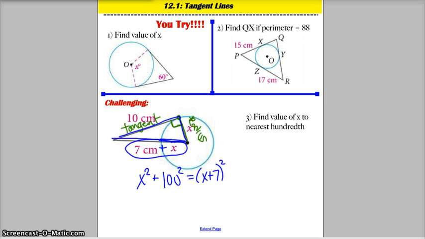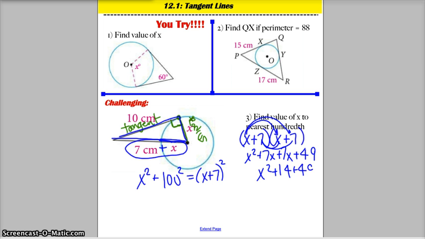Think about Algebra 1 for a moment. Exponents tell us that there's repeated multiplication. So this is letting us know that we have x plus 7 times x plus 7. Double distribute. X times x, x times 7, 7 times x, and 7 times 7. When we combine like terms, we're left with x squared plus 14x plus 49.